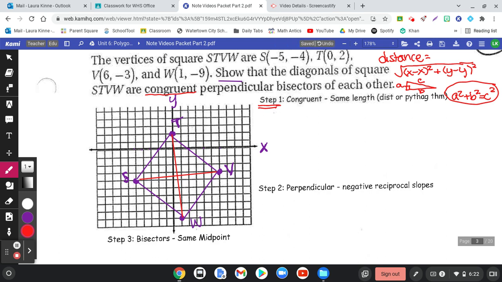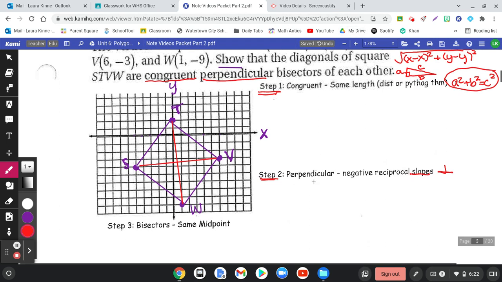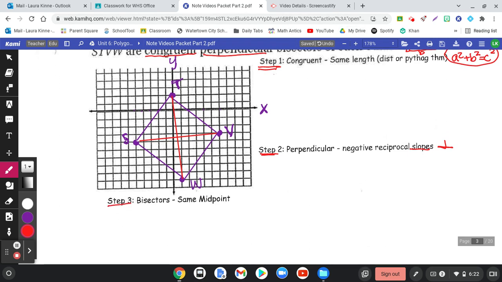All right, step 2 is the perpendicular part. You want to show that their slopes are negative reciprocals. So if it's negative 2 over 5, it's positive 5 over 2. And then finally, step 3, you want to show that they bisect each other, which just means they have the same midpoint. Remember, that's when you add your x's and y's and divide by 2. So we add them, and then we'll cut them in half.